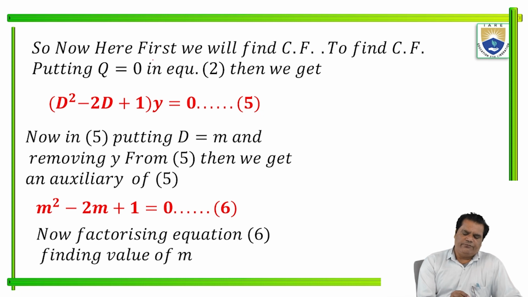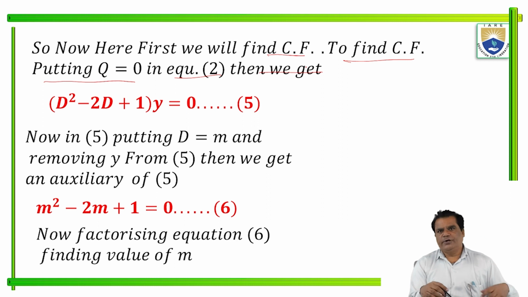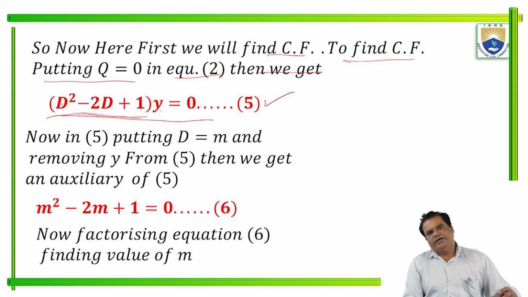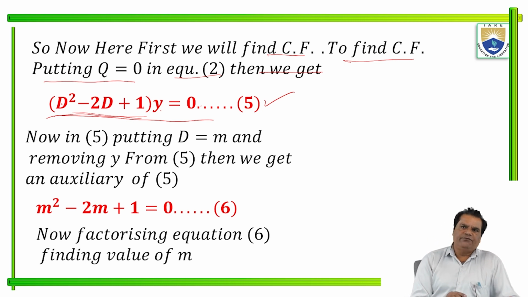So now here first we will find the complementary function. To find the complementary function, put Q equal to 0 in equation 2. Then we get this result, equation 5. What is equation 5? (D square minus 2D plus 1) y equal to 0. This is the D form equation. When we find the complementary function, we write our question in D form.